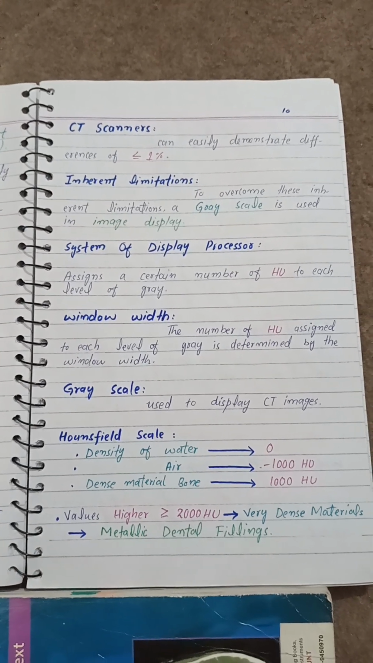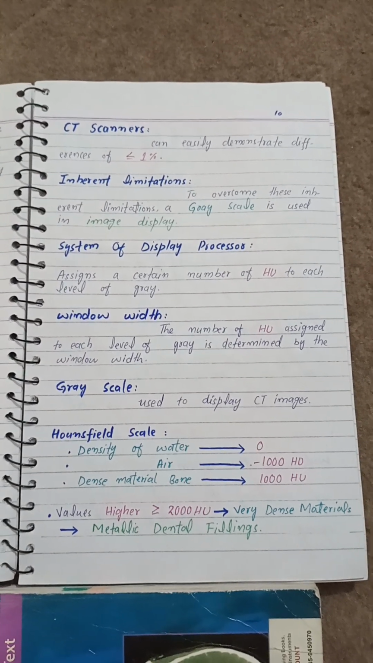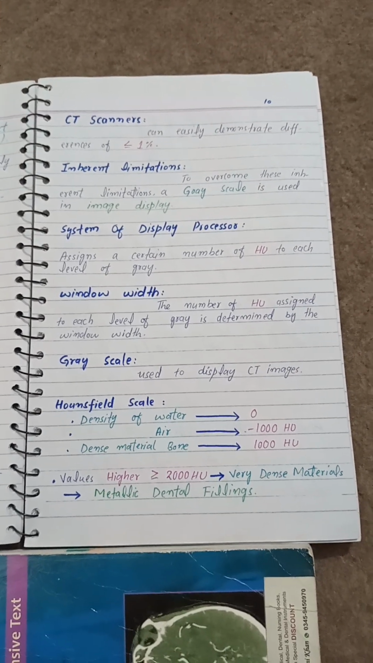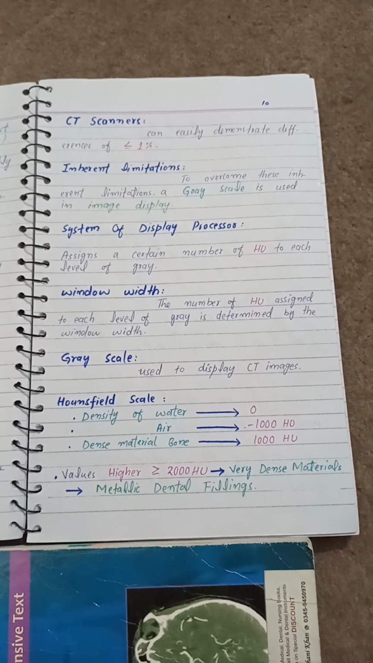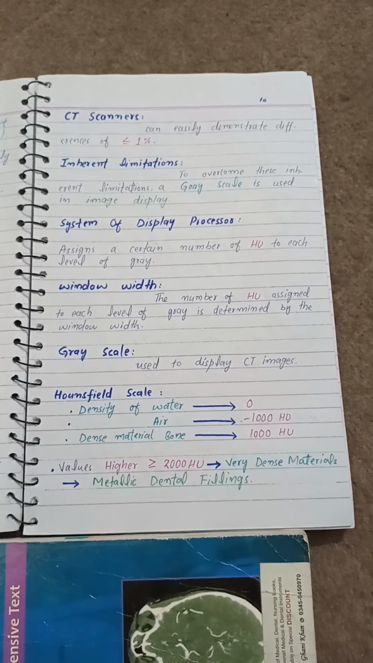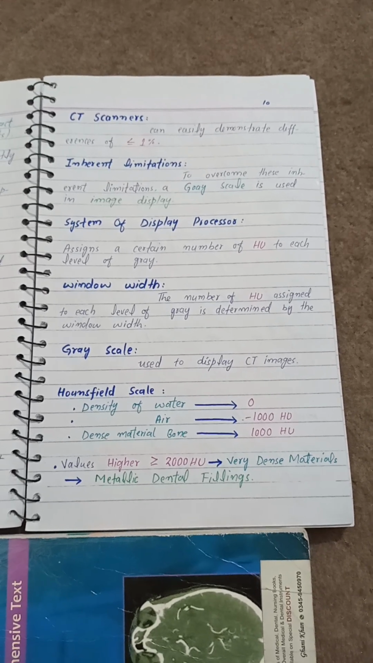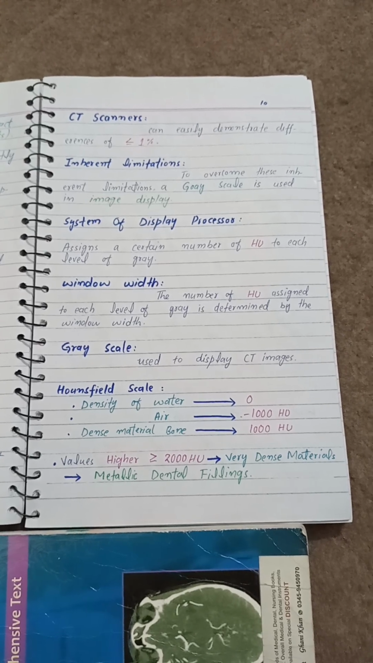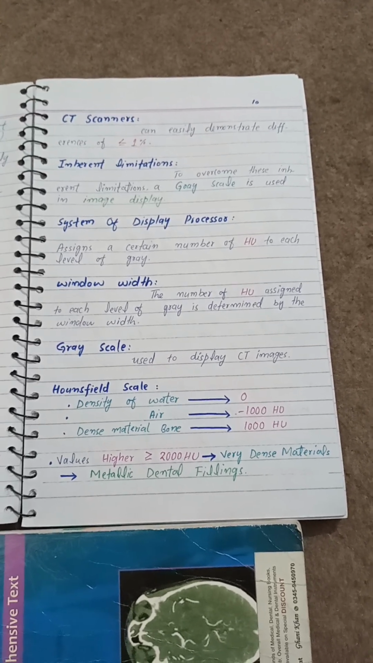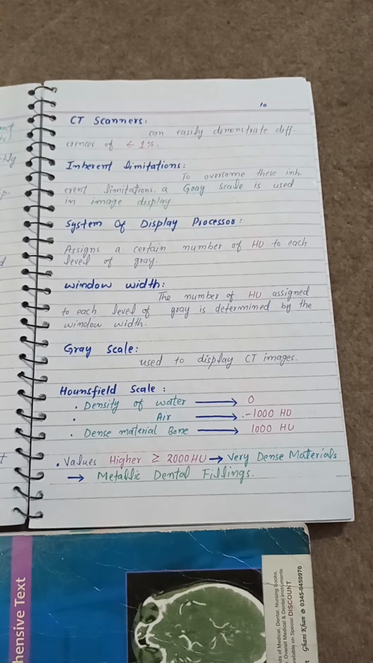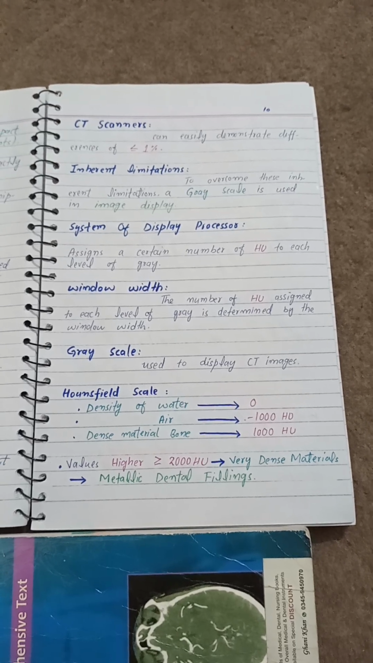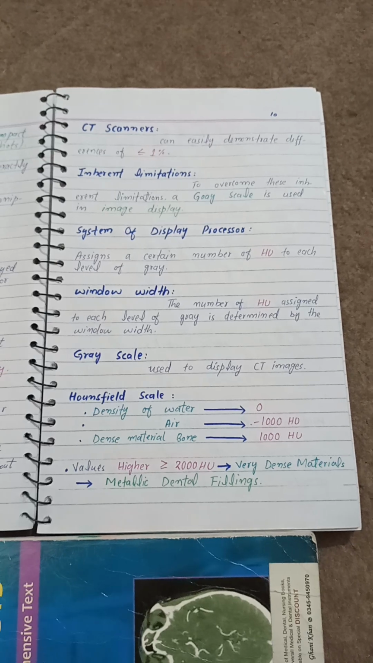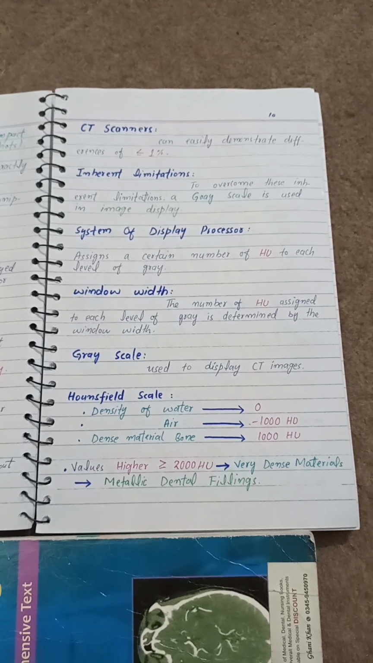Inherent limitation: to overcome these inherent limitations, a grayscale is used. In the image display system, the display processor assigns a certain number of Hounsfield units to each level of gray. Window width: the number of Hounsfield units assigned to each level of gray is determined by the window width. Grayscale used to display CT images. Hounsfield scale: density of water is 0, air is -1000, dense material such as bone is 1000.